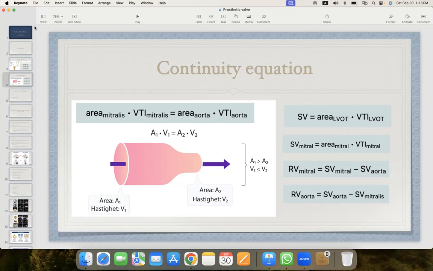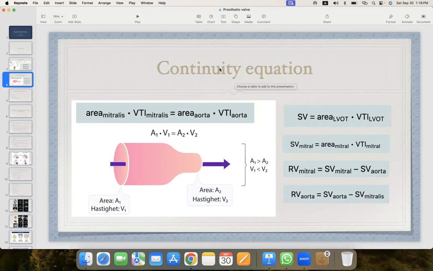Anyone? Any other answer? But how? Let me ask you how. So I think some people are trying to answer. Yeah, Hassan said no. Hassan, why do you think we cannot? Because the stroke volume of the LVOT would be higher than the stroke volume of the mitral valve. So the continuity equation cannot be applied at this time.